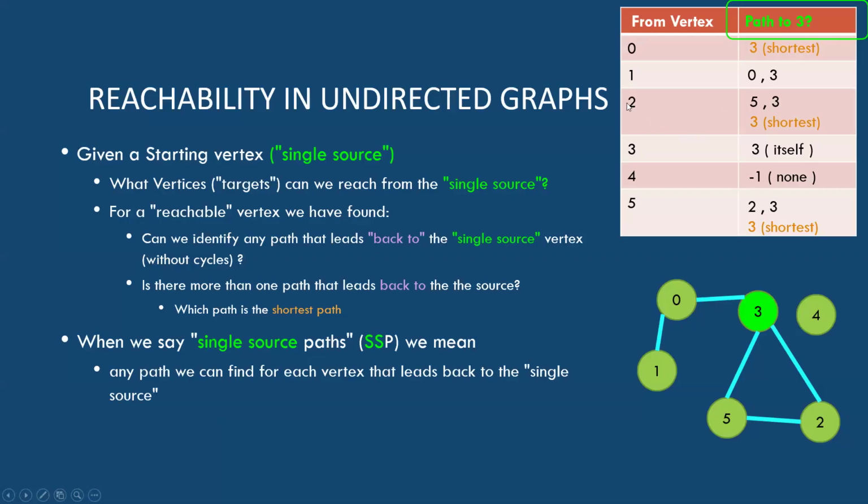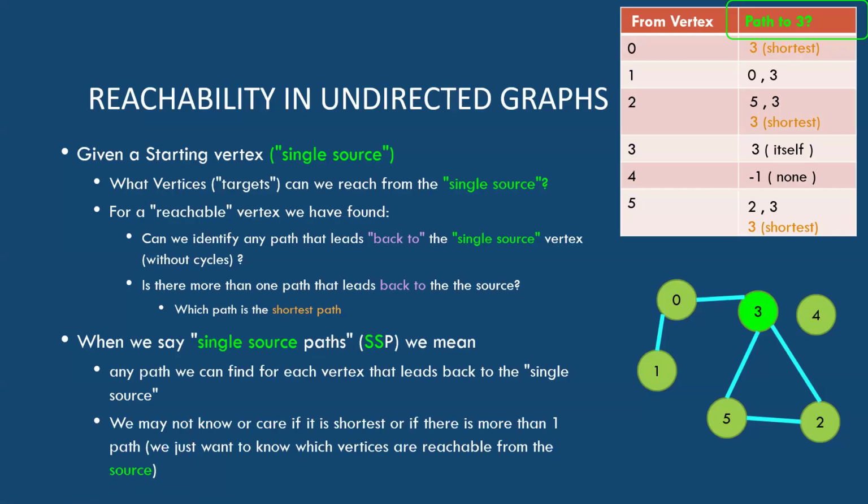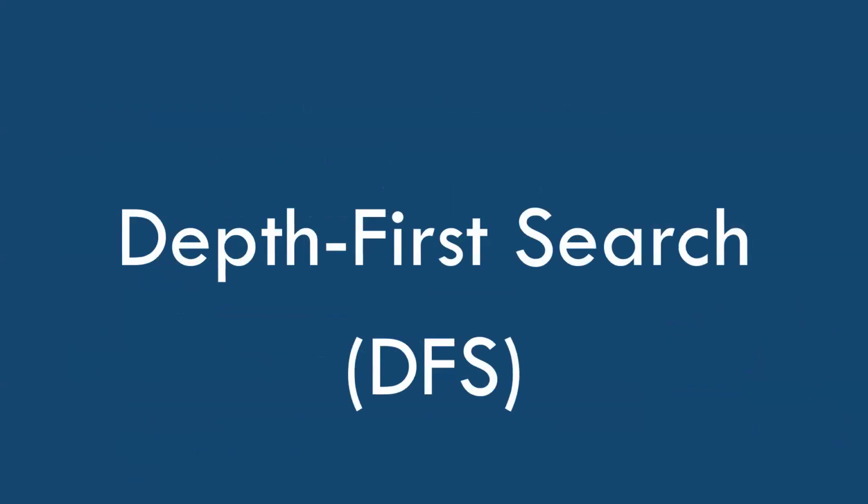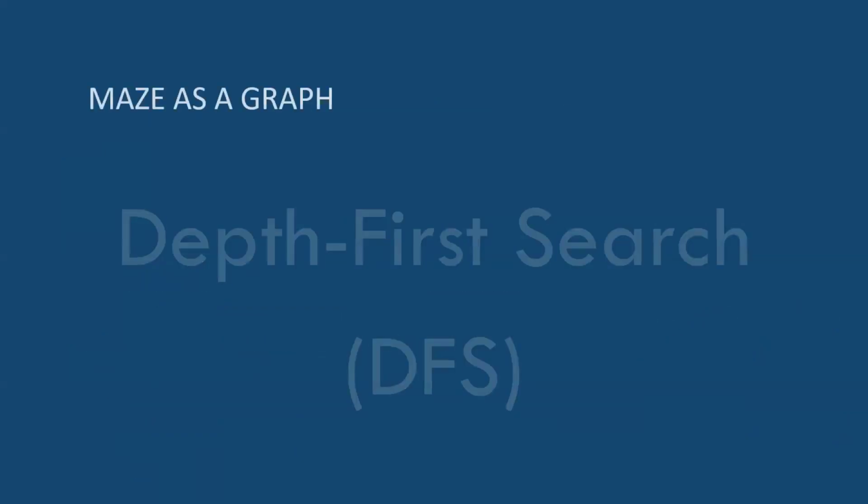Yes. Is there any path from 2 to 3? Yes. Right, there is. What is that thing? Okay, so we'll look at that here in just a second. Okay, so depth first search is what we're going to use.